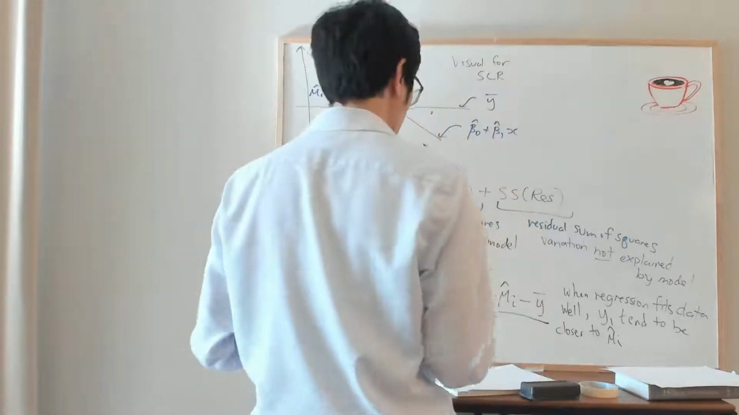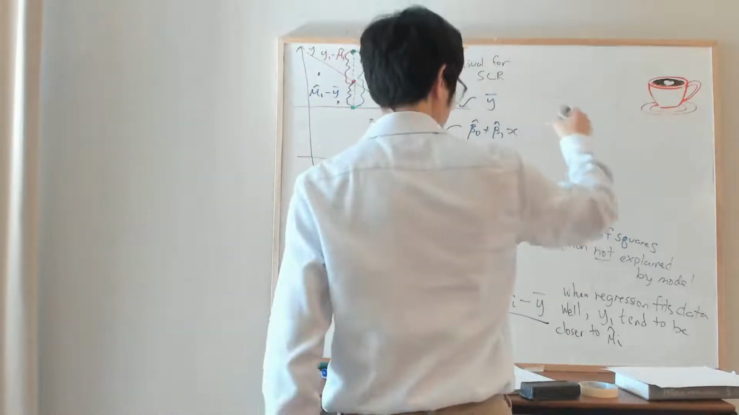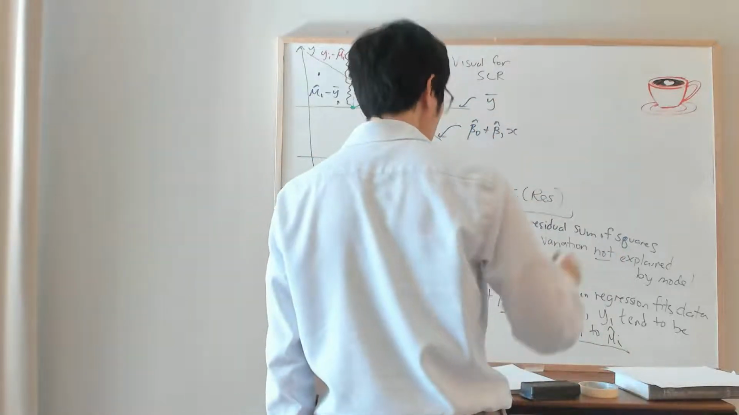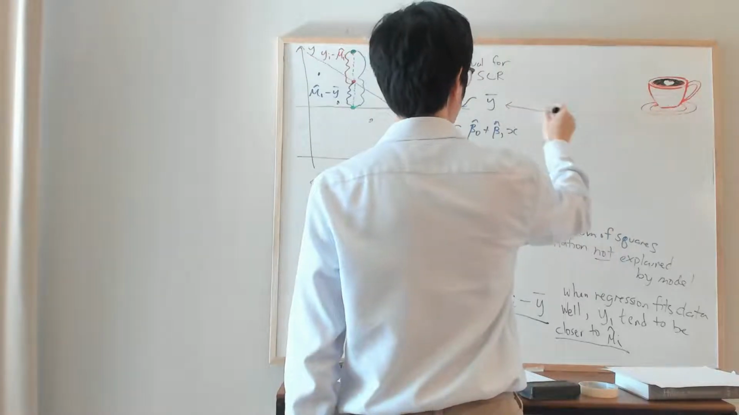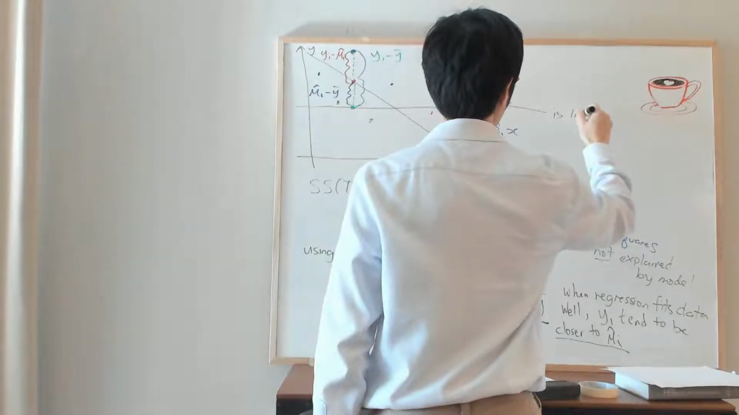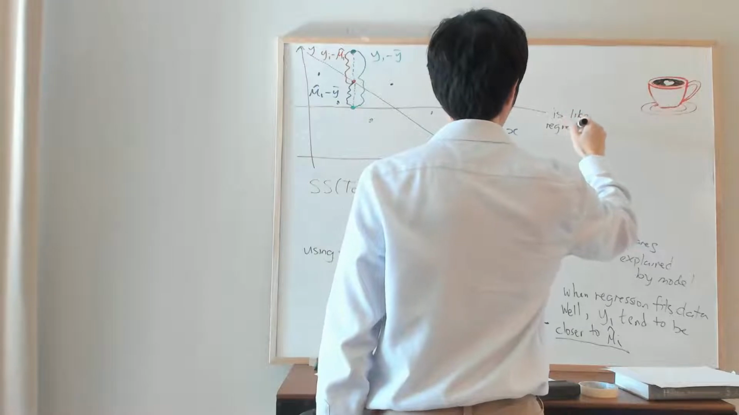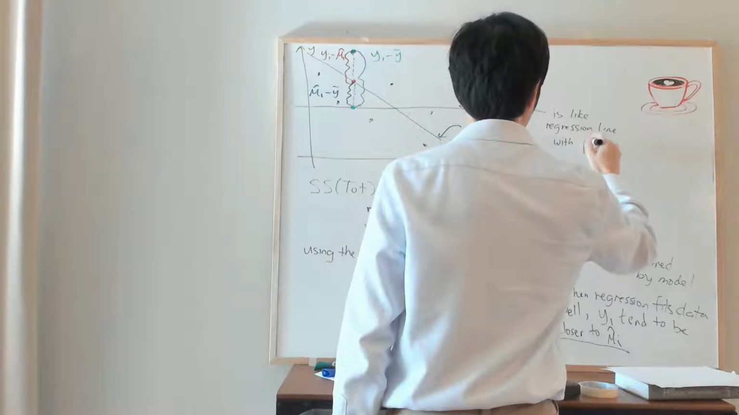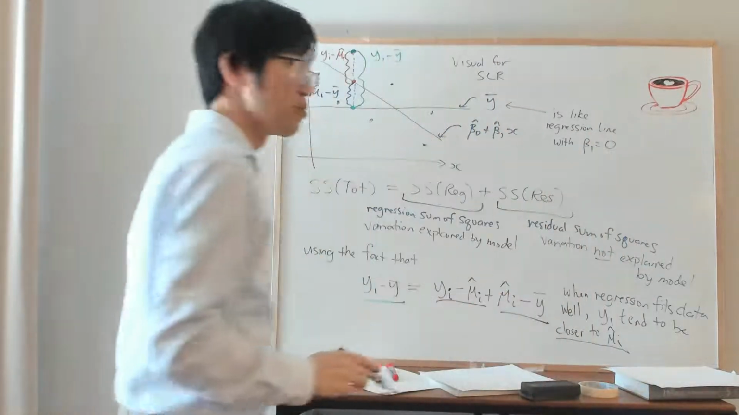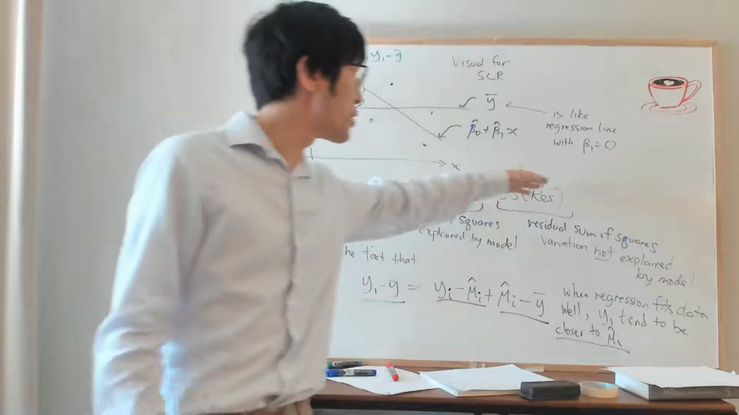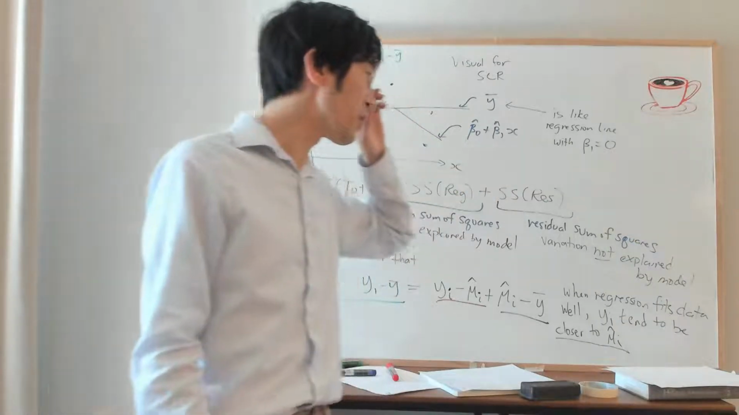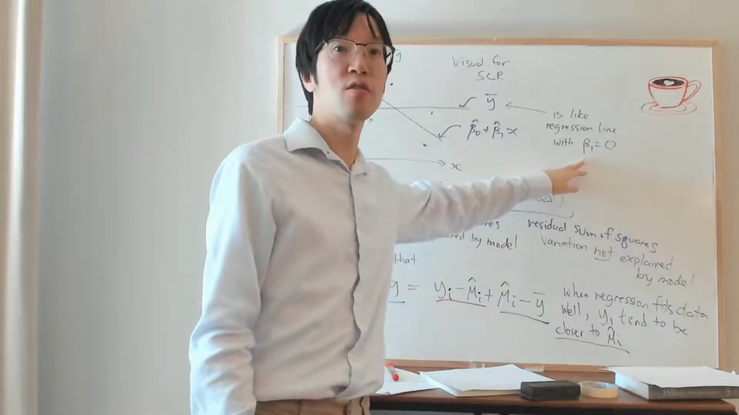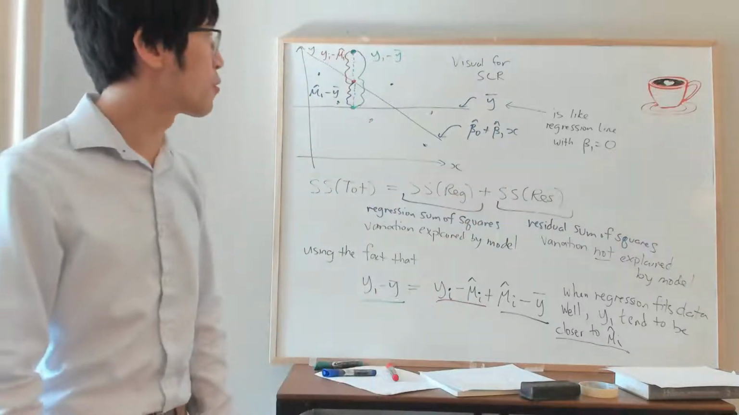Okay, so let's add that point here. It's going to be close to the fitted value. So in contrast, note that this is like a regression line with beta 1 equals 0. And we already talked about the interpretation of beta 1, that it represents the expected change in the response for a unit change in x.